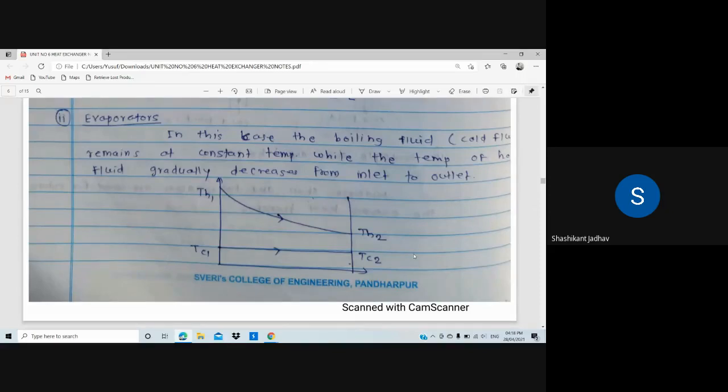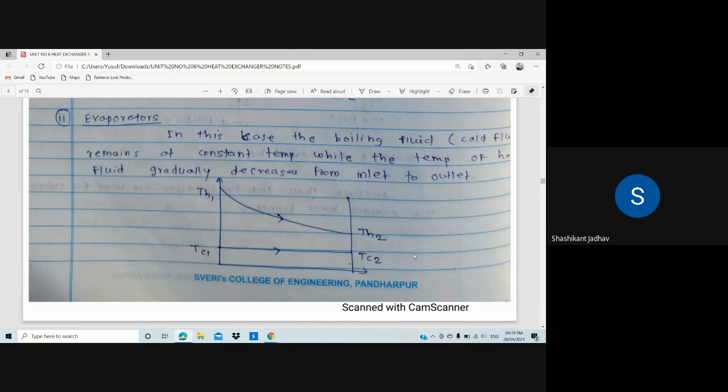Then we discussed the third type, multiple shell and tube process. This type is used to enhance the overall heat transfer. In this case there are multiple shells, and by using them we enhance the overall heat transfer. After that we discussed the compact heat exchanger. This is a special purpose heat exchanger, and we get a large transfer surface area per unit volume. That is nothing but the compact heat exchanger.